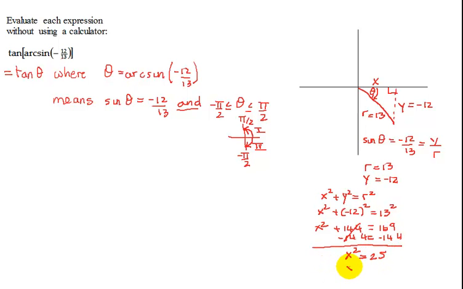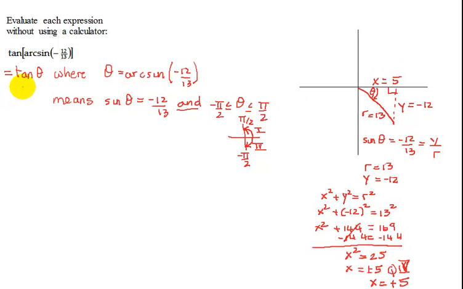So x equals plus or minus the square root of 25, which is plus or minus 5. But I'm in quadrant 4, not in quadrant 1. Believe it or not, that's quadrant 4. x has to equal positive 5. So I now know my x coordinate is equal to positive 5.